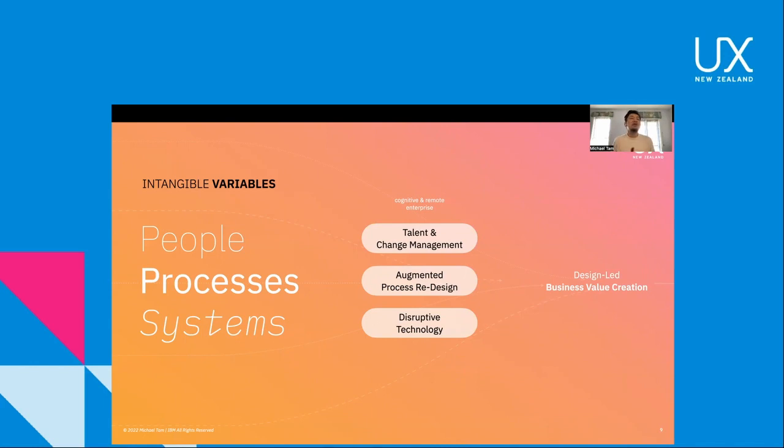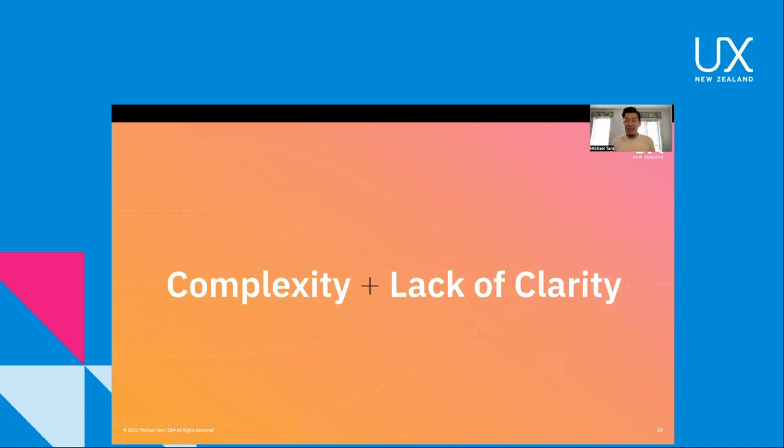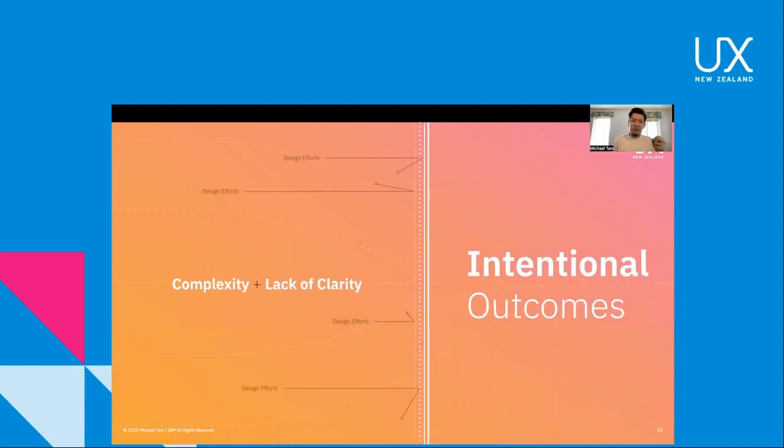And underneath all these intangible, uncontrollable variables, that's where complexity and the lack of clarity are going to be the biggest challenge for us all. Because with these in place, we cannot navigate to the intentional outcome that we hope to achieve. Complexity and lack of clarity will be pulling the legs out from under all the design efforts that you put into place.